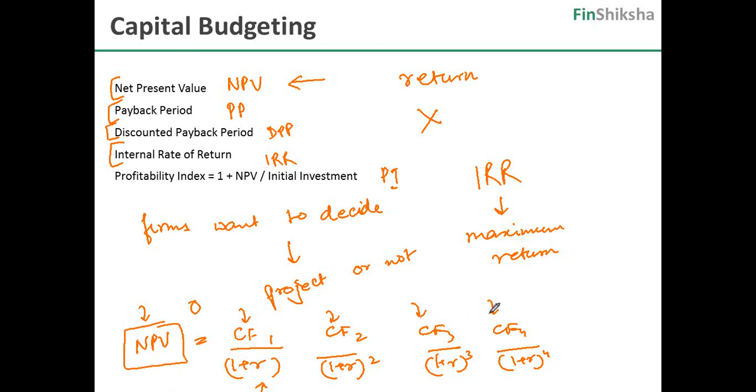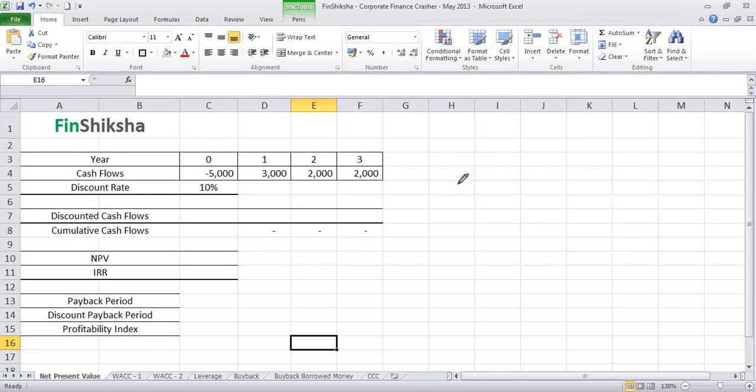Fine. So let's try and solve a question on this, and then it'll clear doubts in our head as to what NPV is. What you see on an Excel file is a project which entails an investment of $5,000 today. It pays back $3,000 after the first year, $2,000 after the second year, and another $2,000 after the third year. The required rate of return, which is the discount rate to be used in these cash flows, is 10%. We have to figure out the NPV.